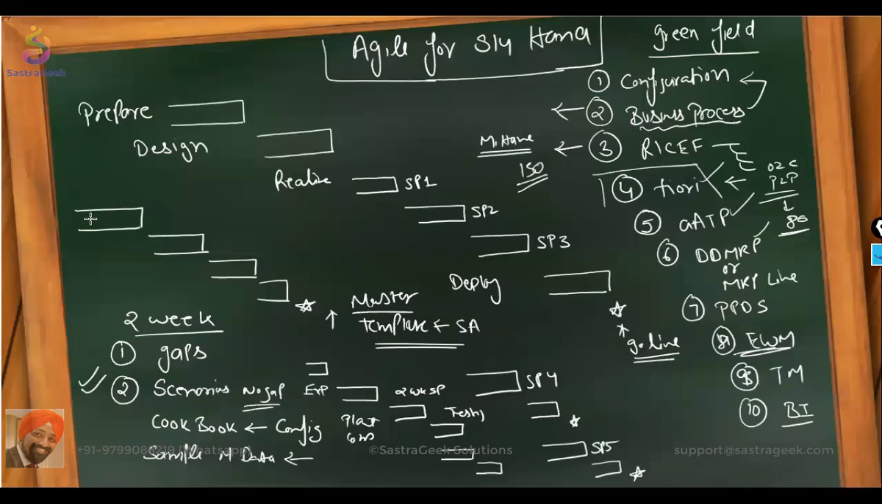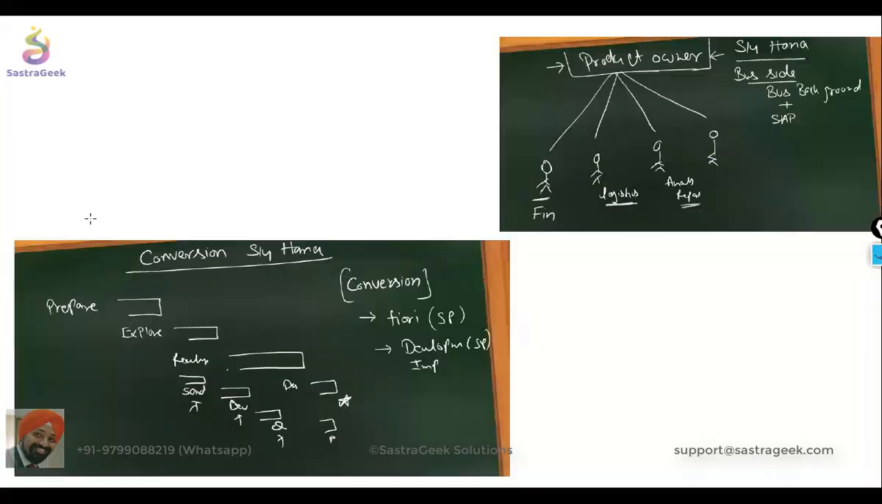We also discussed how, in a greenfield implementation, the sprints can be divided, and how you can divide your work into smaller chunks, apart from dividing your RICEFs into the must have, should have, could have, and would have formulas. Then, at the last, we discussed how the sprints can be delivered for a conversion project, how a conversion can be divided into sprints.